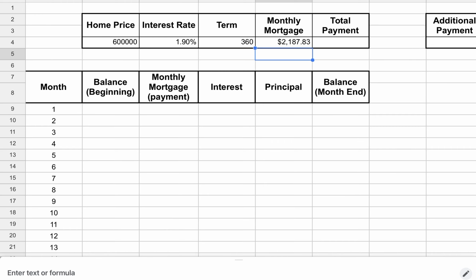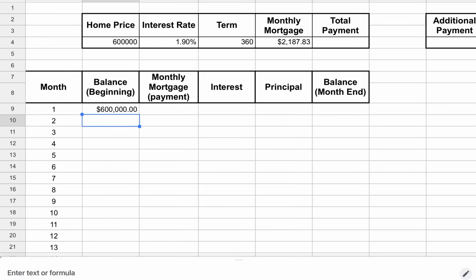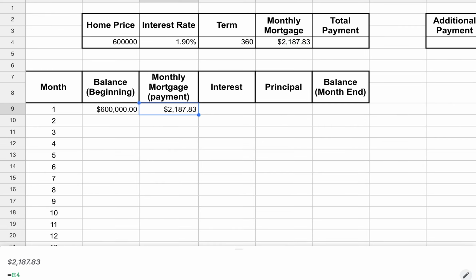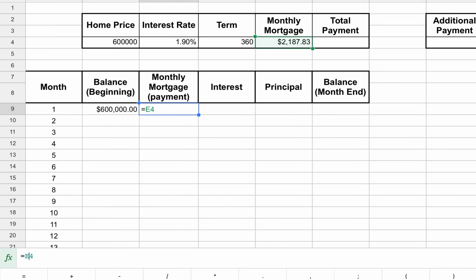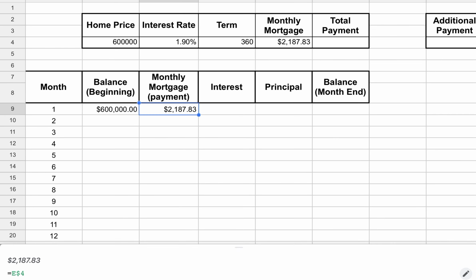There are a couple of ways to do this. I'm going to show you how to do this systematically on the spreadsheet rather than using a formula, so you can see how this really works. If we fill out this sheet, we're going to start with the beginning balance, which is equal to the $600,000. Our monthly mortgage amount is going to equal what we calculated in cell E4. Now I'm going to go back into this cell and lock it in, because I'm going to make a copy down the spreadsheet.